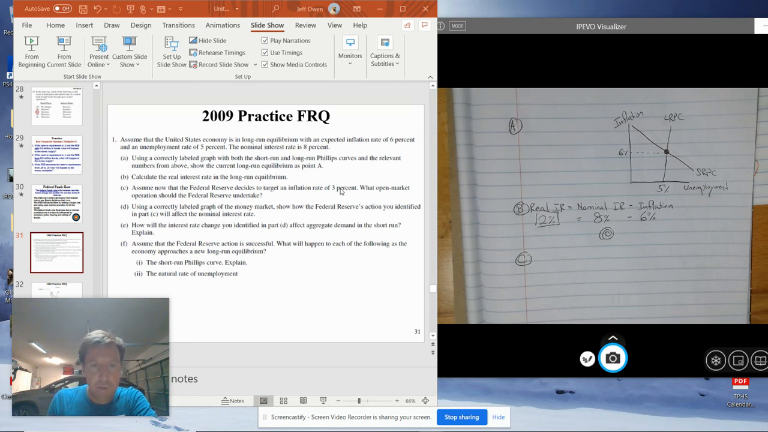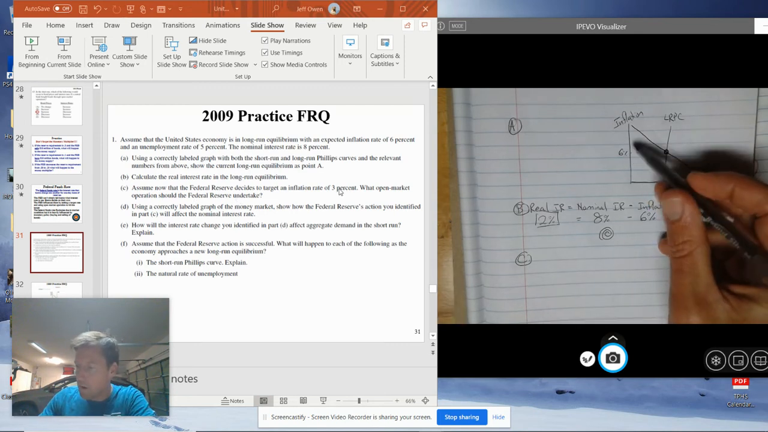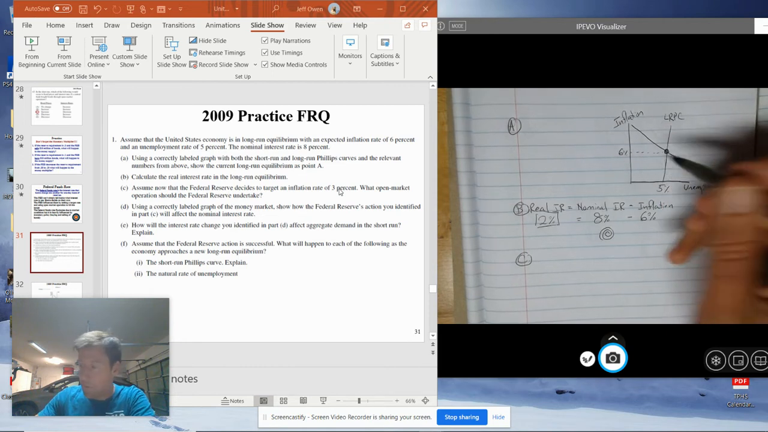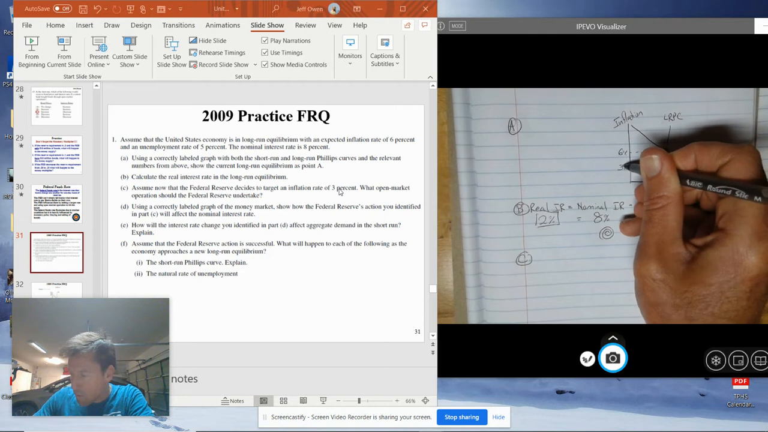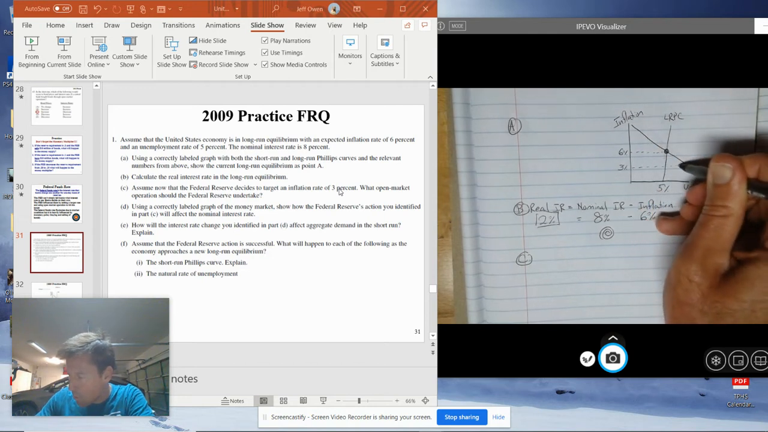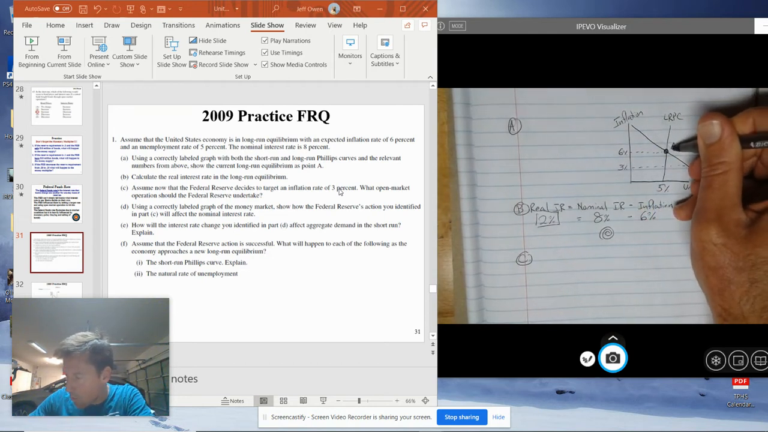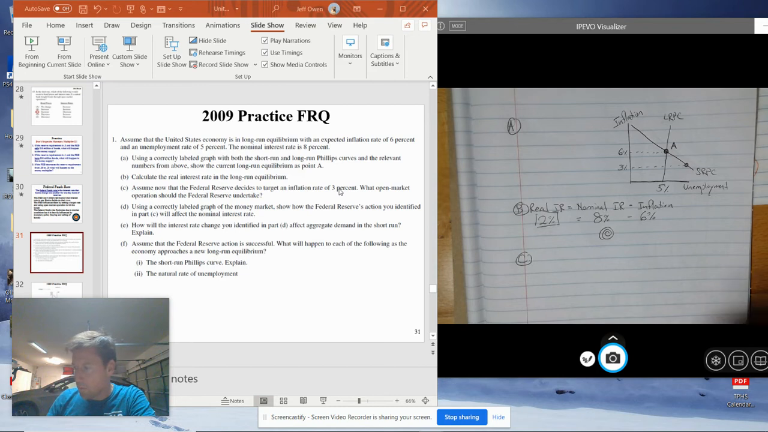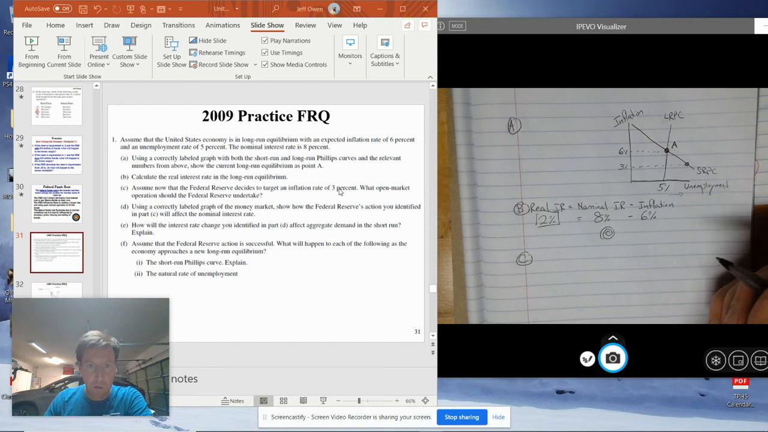Assume 3%. Currently, their inflation rate is 6%. They want to target a 3% inflation rate, which means they want our new point. Oh, that was supposed to be called A for part A. They want some new point over here. Now, what are we doing with that? We're increasing unemployment and we're decreasing our price level. So this would be a contractionary monetary policy.